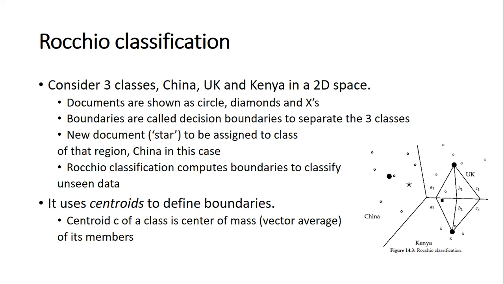Rocchio's algorithm uses centroids to define the boundaries. The centroid C of a class is the center of mass or vector average of its members.